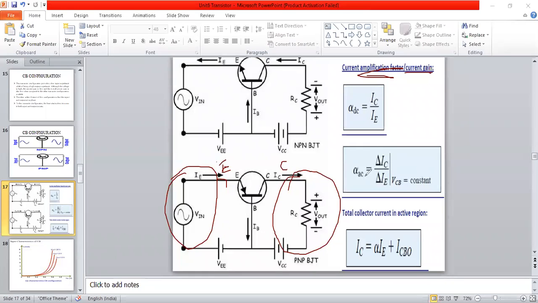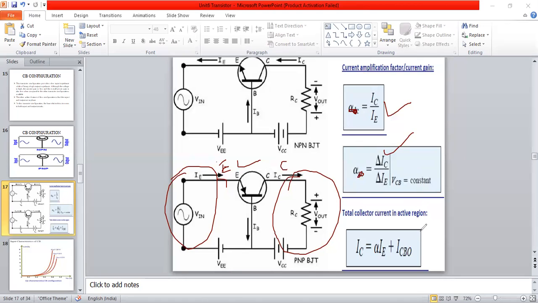Change of collector current, we call that delta IC, divided by delta IE. Don't consider DC, AC and all that. This is only alpha. Alpha equals IC by IE. We write this as the current gain, or current amplification factor. We are going to call this the current amplification factor.